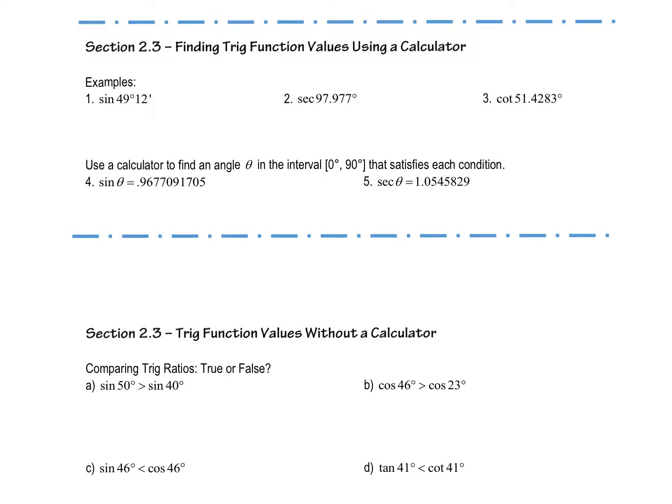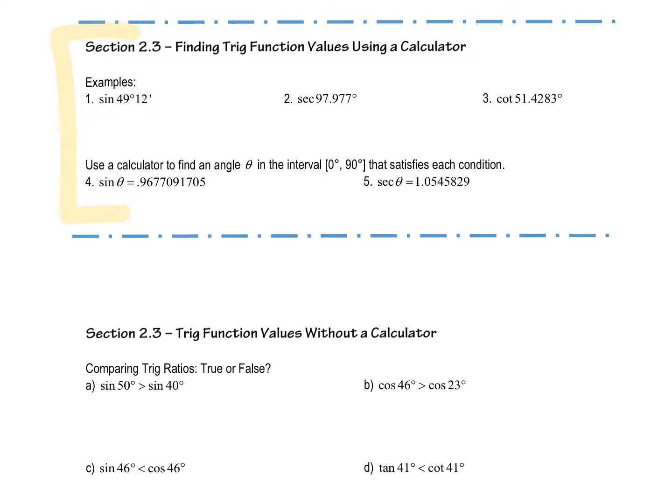Hey guys, today we're doing section 2.3, finding trig function values. You can notice that we have two sections here, using a calculator and without a calculator. I do want to save this section for class tomorrow, because I want to help you figure out where the buttons are on your calculator and what you might be typing incorrectly if you're not getting the right answer. So skip this section. We're going to talk about that in class tomorrow.